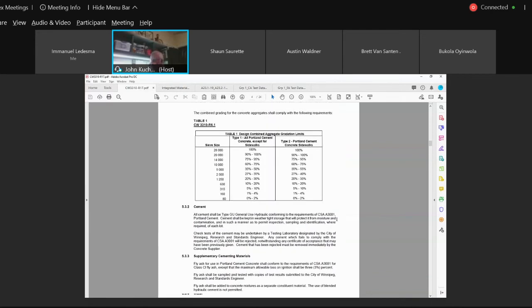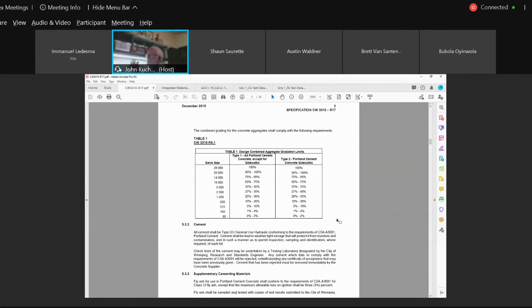Okay, now here's the combined aggregate gradation. We're going to look at individual gradations of each, and then when it's mixed design, tells you that you need a 60-40 blend. If you take 60% of the coarse, 40% of the fine aggregate, mix it together, is the gradation going to meet these limits? Okay, this is a combined.